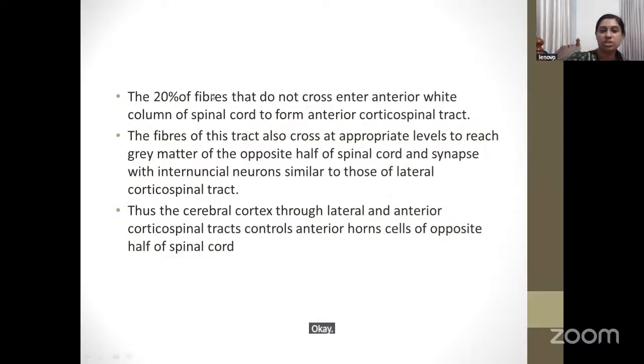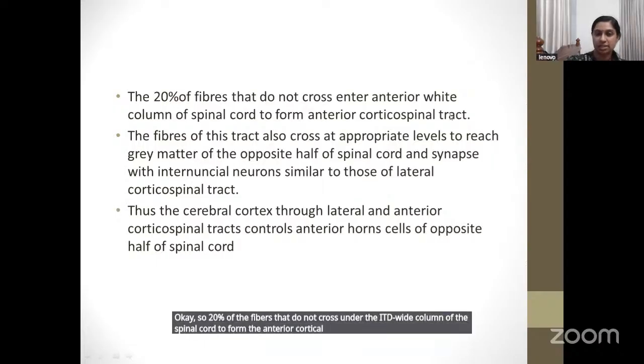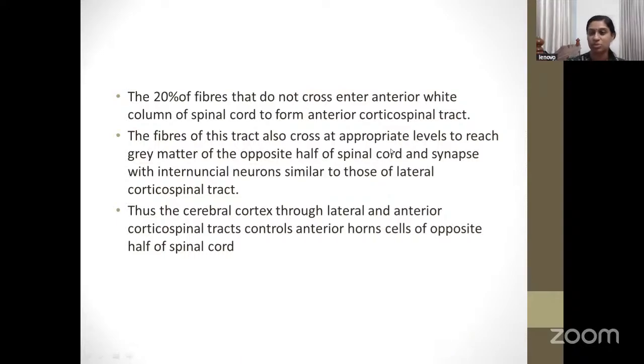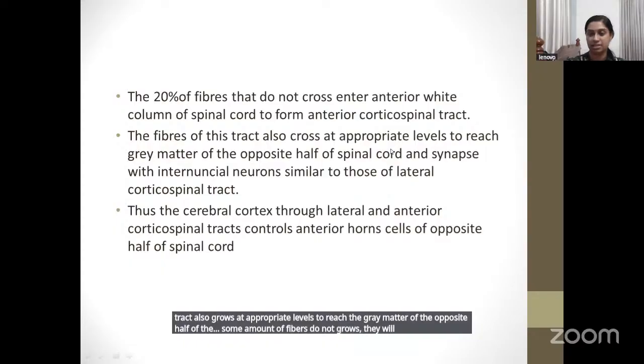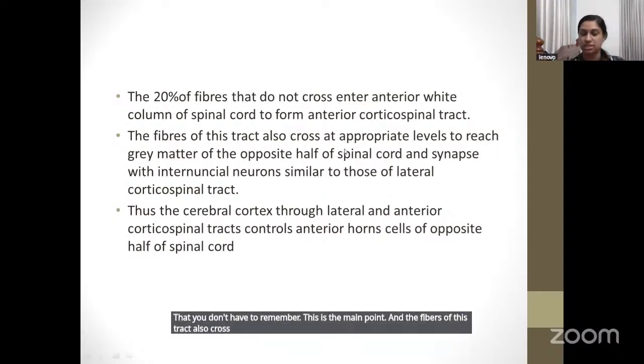Okay, so the 20% of the fibers that do not cross enter the anterior white column of the spinal cord to form the anterior corticospinal tract. And the fibers of this tract also cross at appropriate levels to reach the gray matter of the opposite half of the spinal cord. Some amount of fibers do not cross, they will continue as such. That you don't have to remember. This is the main point. These fibers synapse at the internuncial neurons, similar to those of the lateral corticospinal tract.